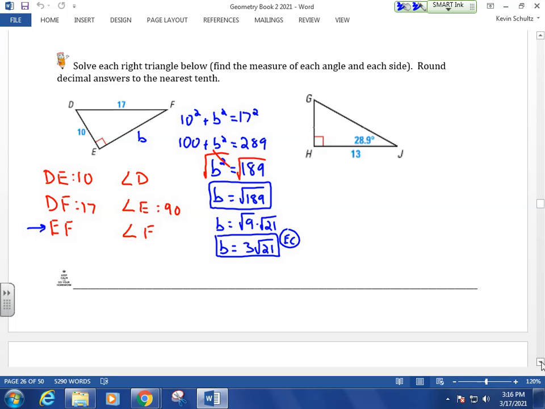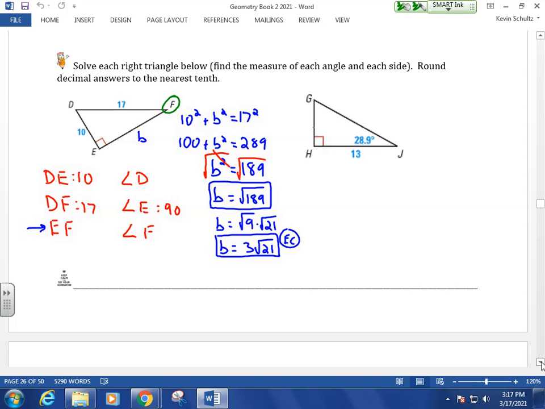Okay? To solve for angles D or F now, we can decide which one we want to go with. We'll be using the inverse of sine, the inverse of cosine, the inverse of tangent. It just depends on which ratio we're going to use, and that's determined by which angle we're going to try and find. So why don't we go for angle F here? Okay, I'm in a sine kind of mood. From angle F, side 10 is the opposite side, and 17 is the hypotenuse.